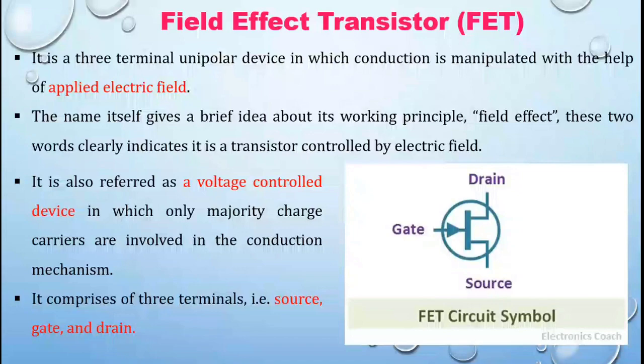So the normal transistor, that is BJT, is the bipolar junction transistor. This is a unipolar device transistor. So what is the difference between unipolar and bipolar? Bipolar means current conduction through both ways, through electrons and holes, in forward bias and reverse bias condition. So this is the bipolar junction transistor, that is the normal transistor.